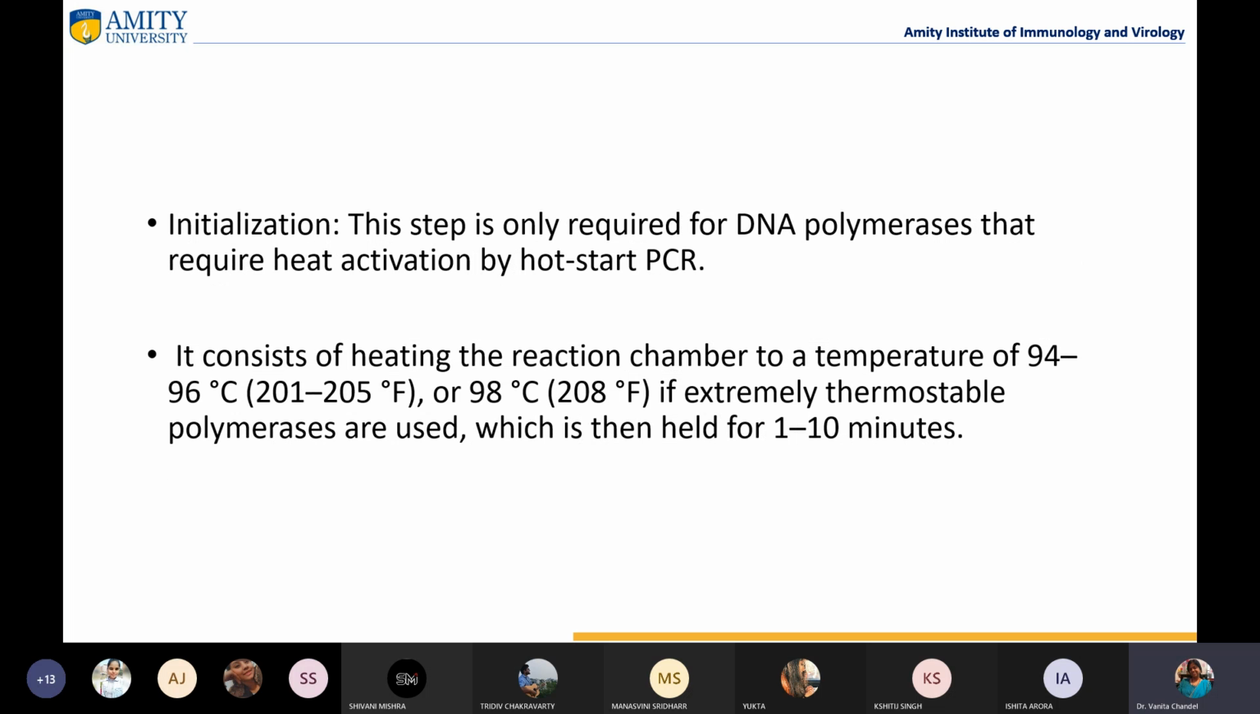So initialization. This step is required for a DNA polymerase that requires heat activation, as in hot start PCR. So basically it consists of heating the reaction chamber to 94 to 96 degrees Celsius, or 98 degrees Celsius if extremely thermostable polymerases are used, which is then held for 1 to 10 minutes. So it is not required in all the cases.